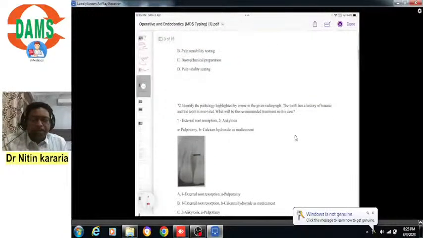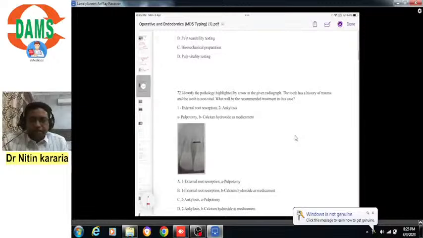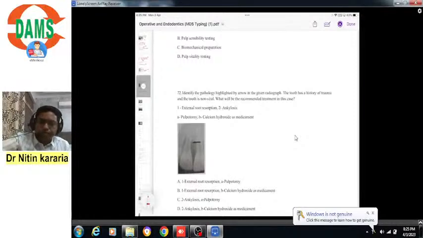moving over to the next question. Again an image based question which has got two parts. The first part asks, identify the pathology highlighted in the arrow with the given radiograph. The tooth has a history of trauma and the tooth is non-vital. What will be the recommended treatment in this case? So firstly, the first part has got two options, whether it is external root resorption or tooth ankylosis. And the second part is, what is the recommended treatment, pulpotomy, calcium hydroxide as a medicament, or what?